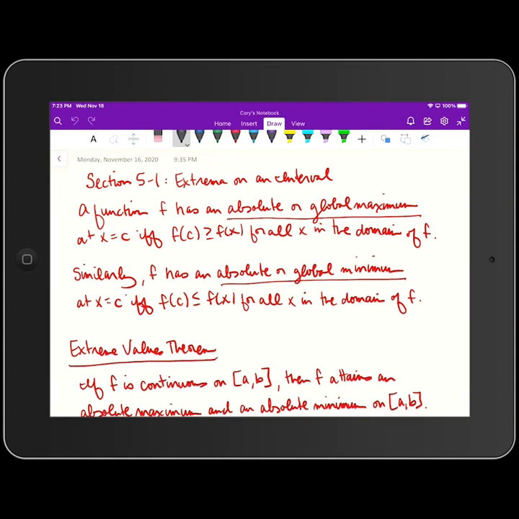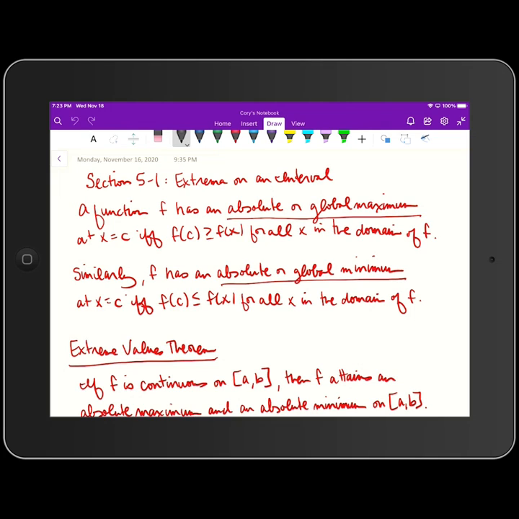All right, so we're going to go ahead and start chapter 5. The first lesson we're going to look at in chapter 5 deals with extrema on an interval. So we're going to take a look at how we find absolute maximums and absolute minimums of a function on a closed interval. Okay, so to start with, we're going to look at a couple of definitions.